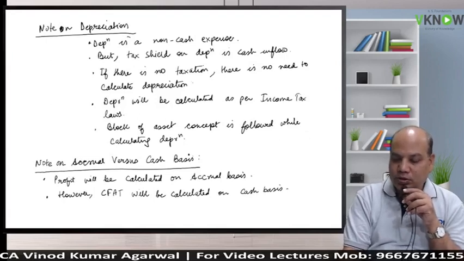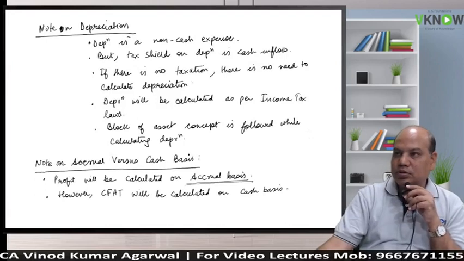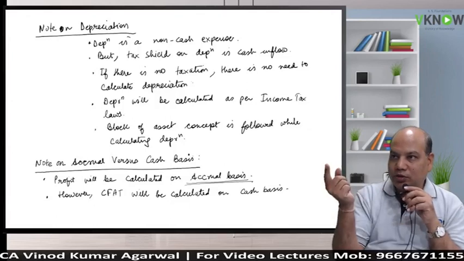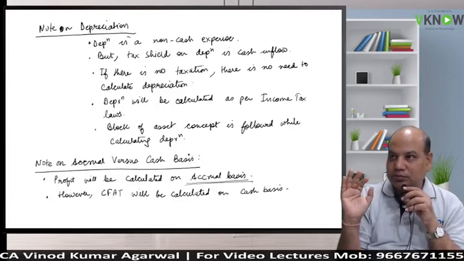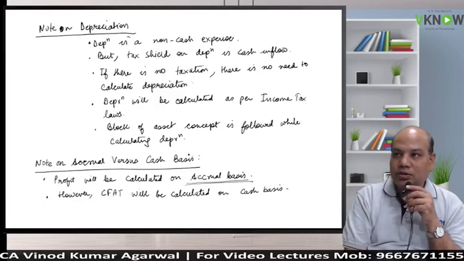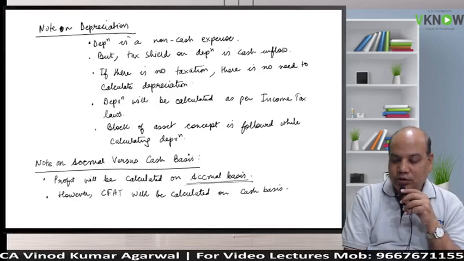Because it happens, the question may give you that sales will be collected in the next year. So while calculating profit for income tax purpose, I will take sale in the same year. But while calculating CFAT, I will take sales in the next year.